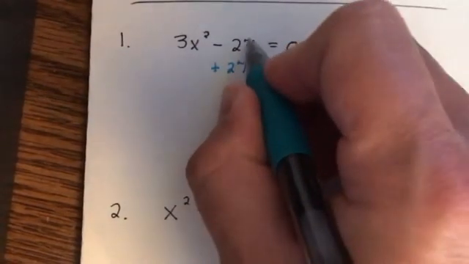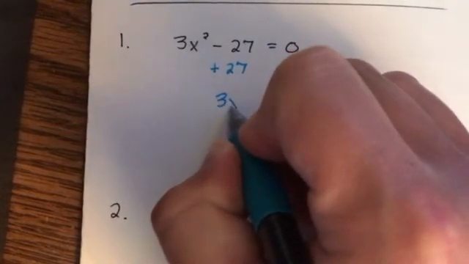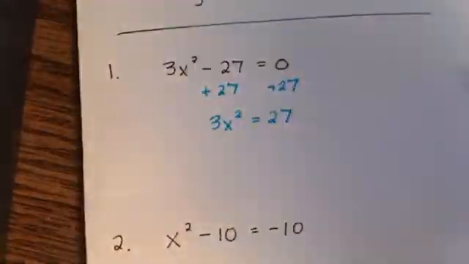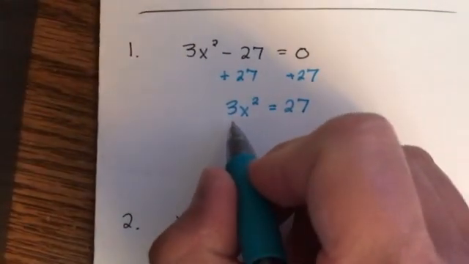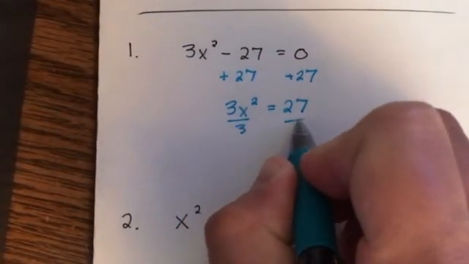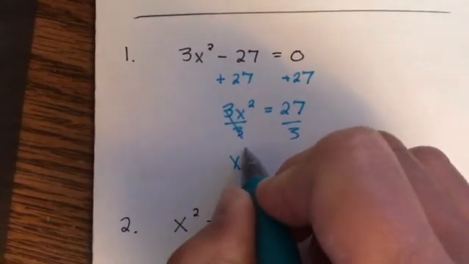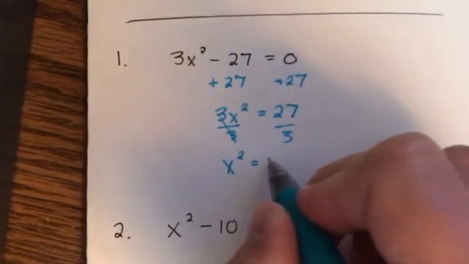And of course, then these cancel out, and we just get 3x squared equals 27. And then we'll undo multiplication with division. We'll just divide both sides by 3. And we get the x squared by itself. X squared is equal to 9.